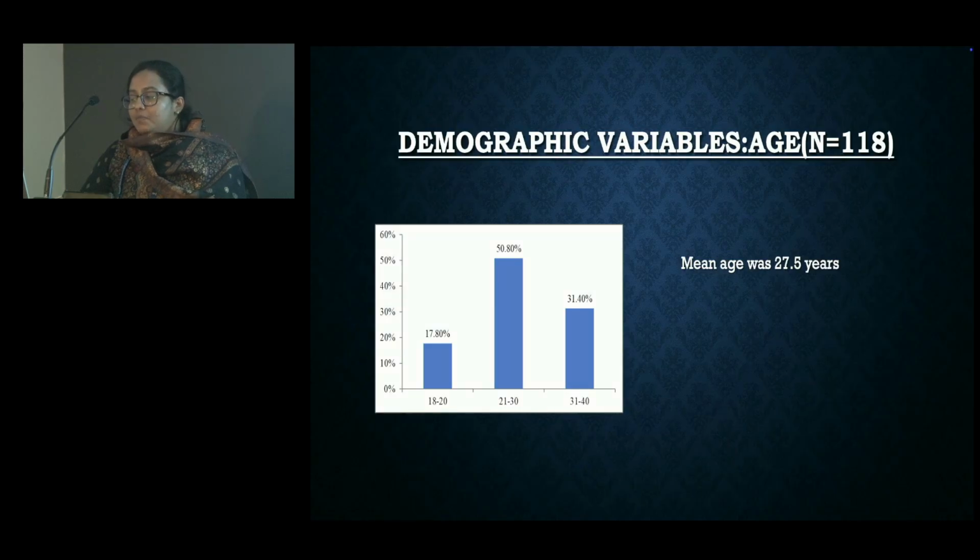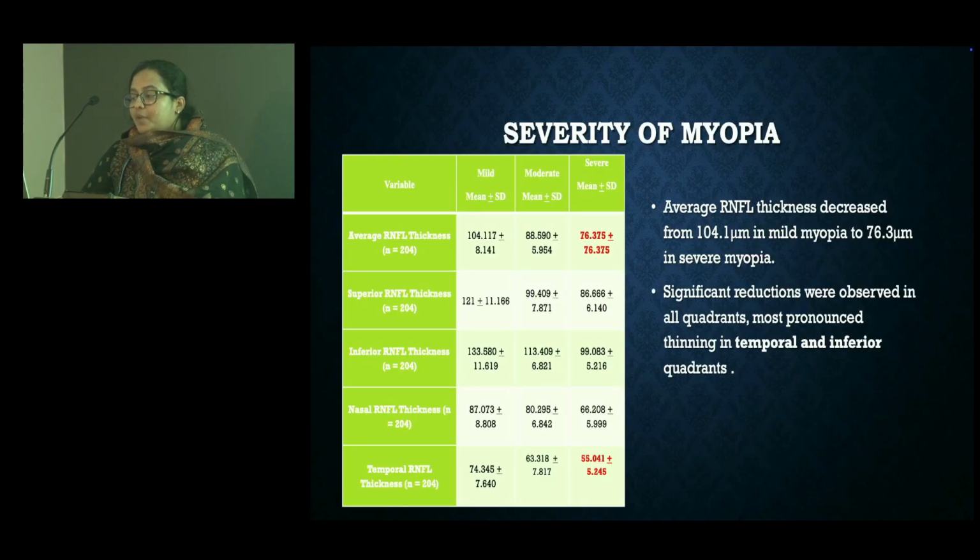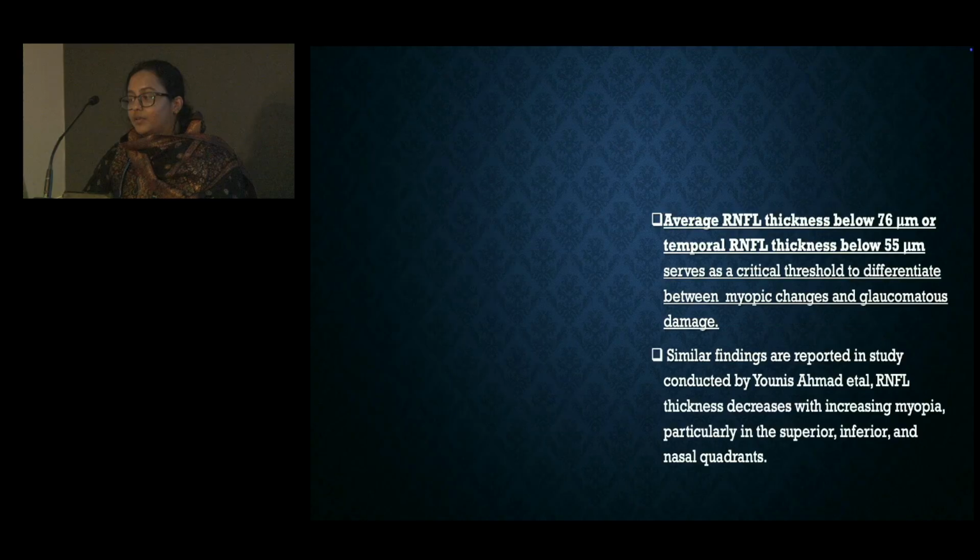In my study population, the mean age is 27.5 years, and 47.5% are females and 52.5% are males. By comparing the relationship between the severity of myopia and RNFL thickness, average RNFL thickness decreased from 104.1 micrometer in mild myopia to 76.3 micrometer in severe myopia. There is significant reduction observed in all quadrants, which is more pronounced in the temporal and inferior quadrants.